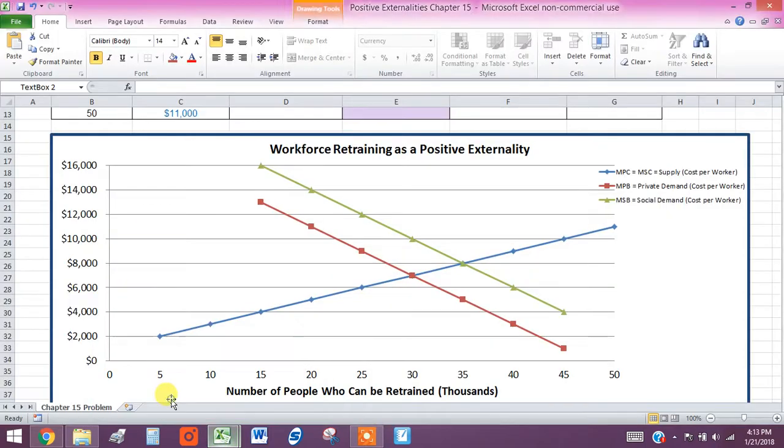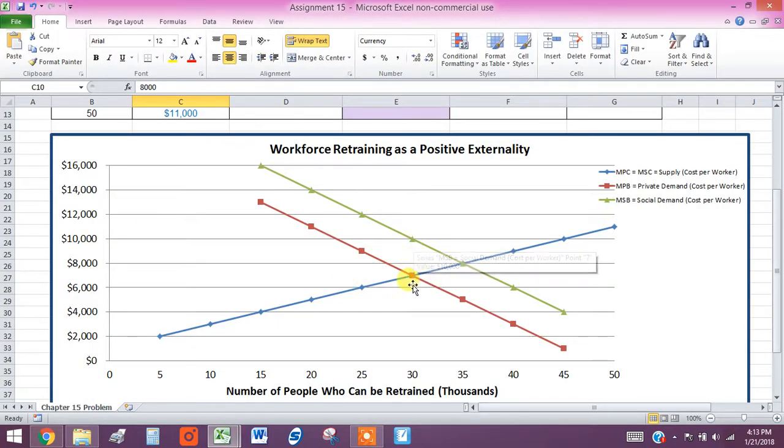Well, we just computed the deadweight loss in question 5, and let me jump back over here. We observed that the difference between the marginal private benefit right here and the marginal social benefit up here is $3,000. This is 10, this is 7, so the difference is 3,000. So the government subsidy, in order to bring the output up to 35,000, would need to be $3,000.